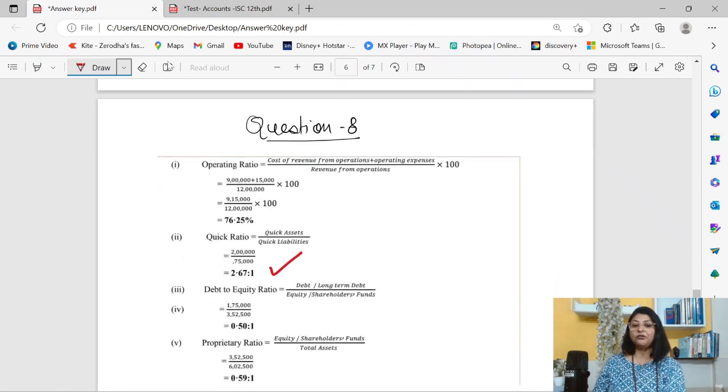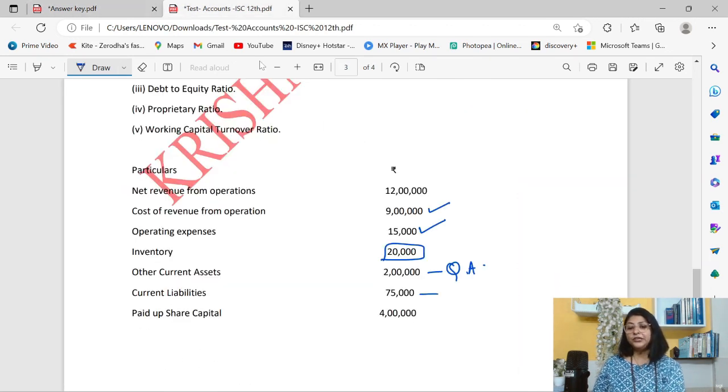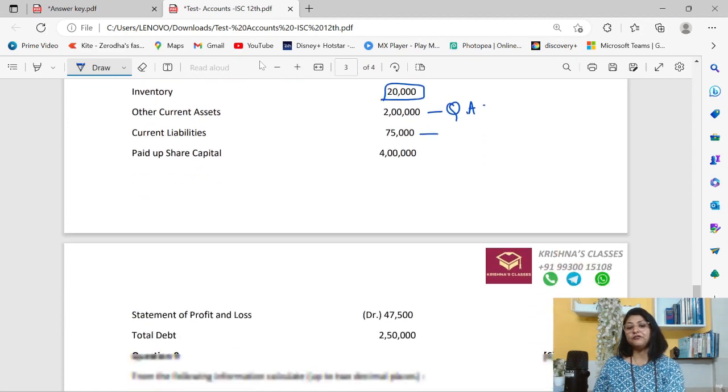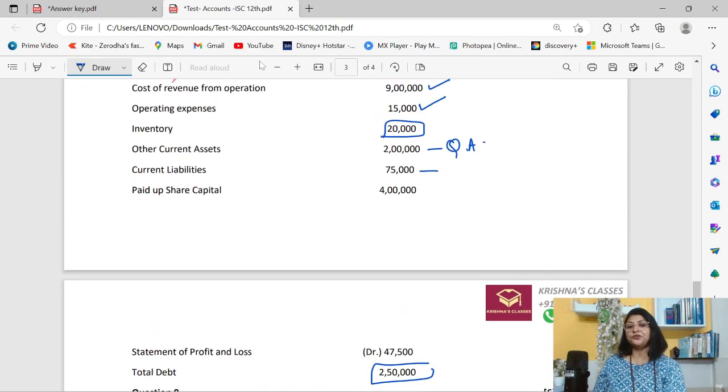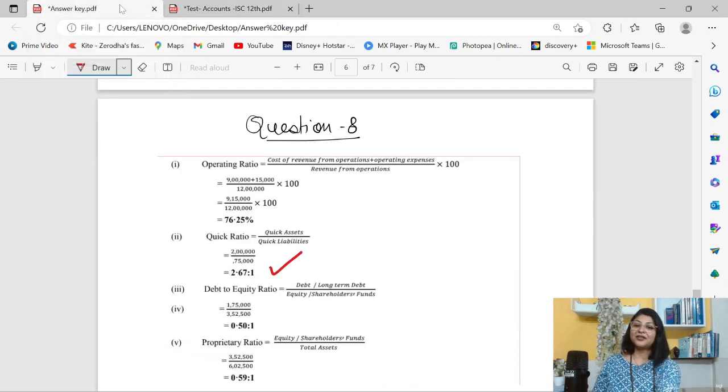Then debt to equity ratio was asked. Under debt to equity ratio, see over here the information was given total debt 2,50,000. Here also many of my live class students had made a mistake. They had taken total debt. We do not have to take total debt. Debt's meaning over here is long term debt. So from this debt 2,50,000 rupees, you will deduct this 75,000 and the remainder is your long term debt and long term provision. So debt was 1,75,000, students.